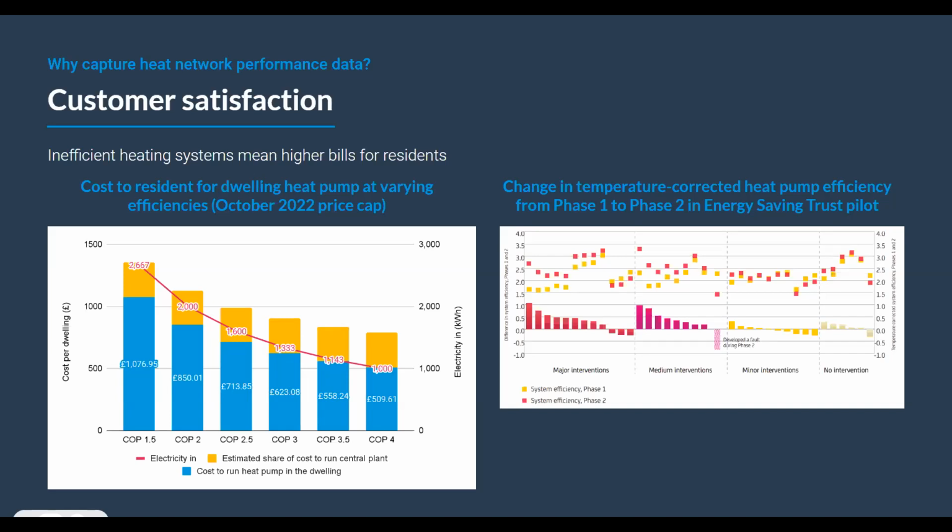And as with general fourth gen heat networks, there are so many stakeholders involved in this, and we're not bashing manufacturers or specifiers here. It's just that things can easily go wrong because the whole process of designing, installing, commissioning, maintaining a heat network is quite fractured. So data is key.